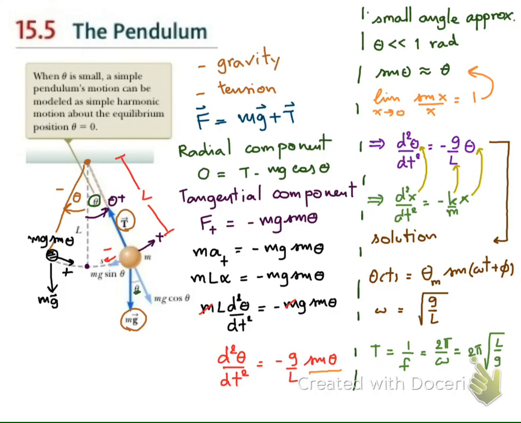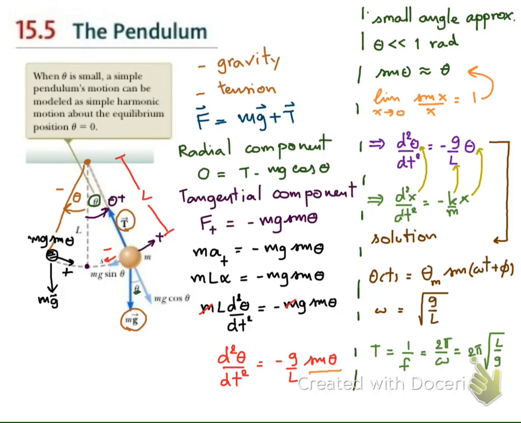We can see that the period of the pendulum is independent of the mass. So if we have a pendulum with the same length L, and if we assume that g is a constant, we will have the same period no matter the mass m we use.